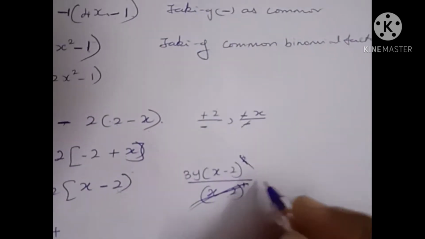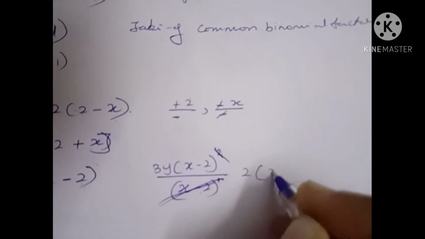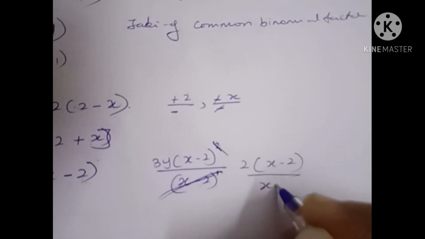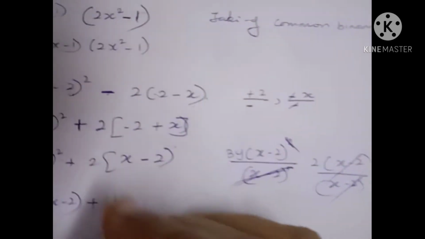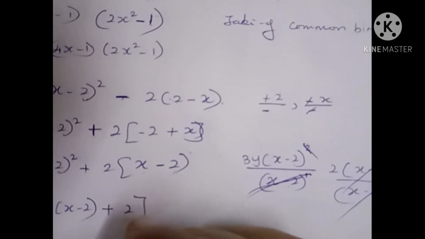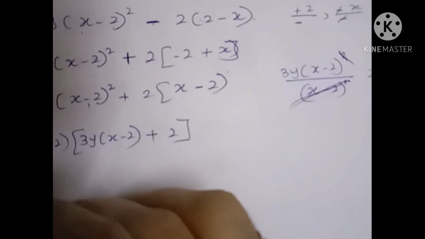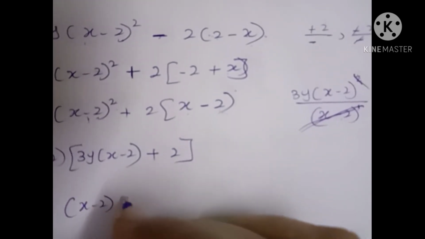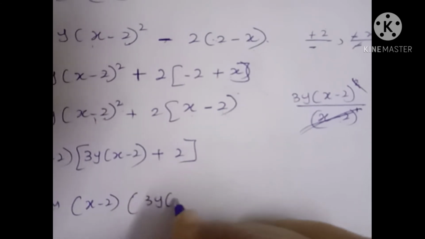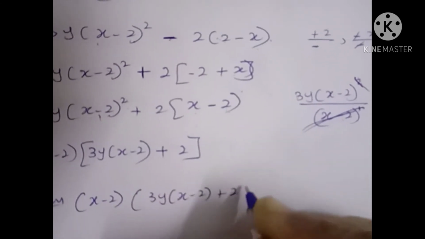Plus 2 (x minus 2) by x minus 2. So x minus 2 is cancelled, which means the remainder is 2. So your answer is (x minus 2) times (3y (x minus 2) plus 2).